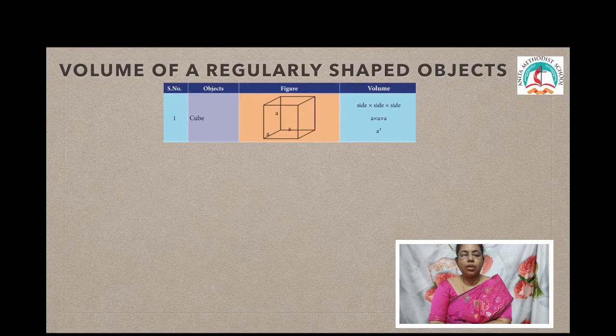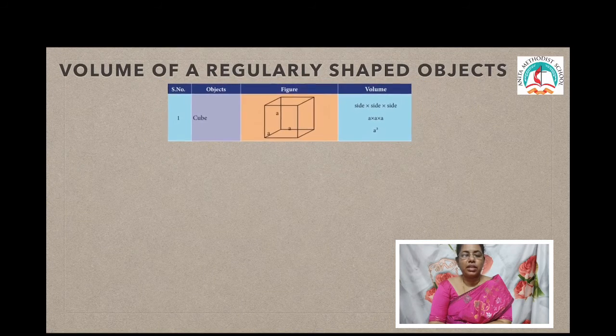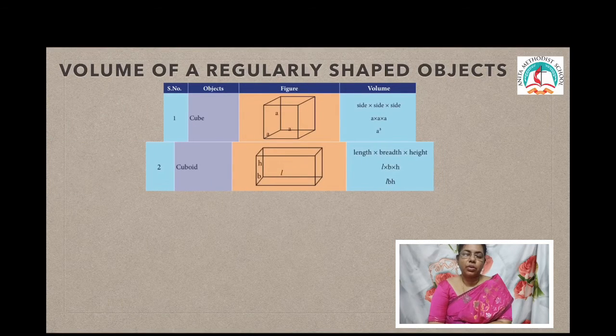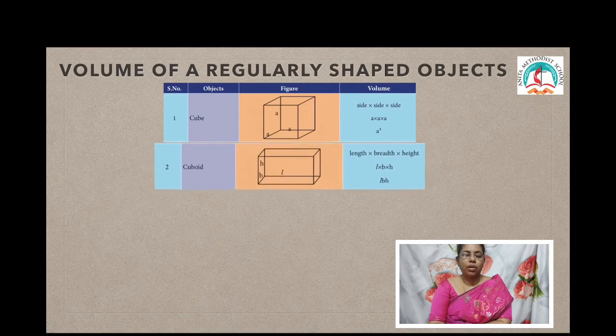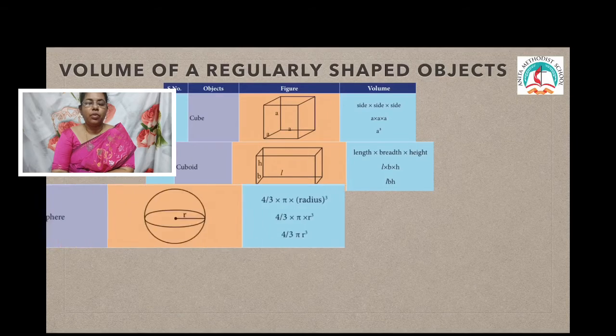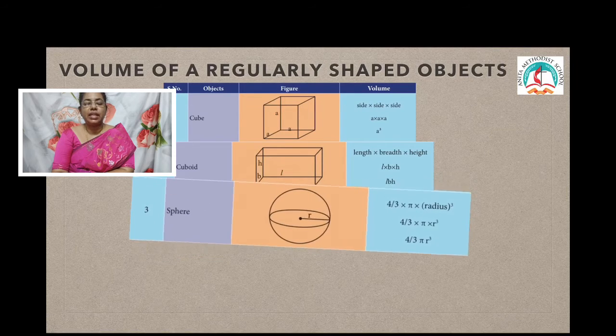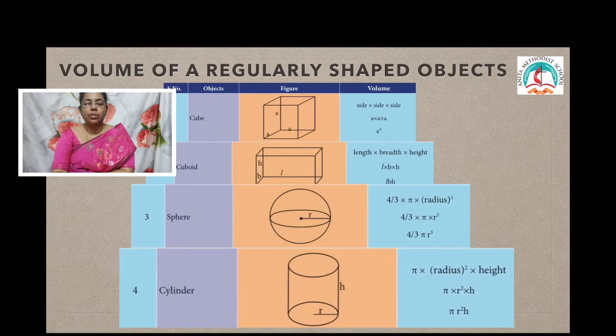So we studied about a cube. So you know what the volume of a cube will be. Okay, side into side into side. And the volume of a cuboid will be length into breadth into height, that is LBH. And the volume of a sphere will be 4 by 3 pi r cube. And finally we studied about the volume of a cylinder, which is pi r square h.